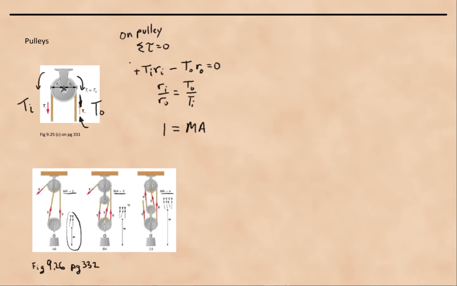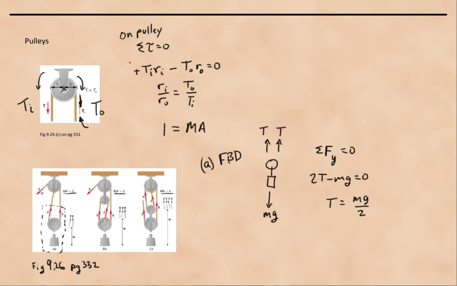Let me explain in a little bit more detail how we do pulley problems. The way that you do pulley problems is you want to isolate a pulley as a system. For example, in this first one, I'm going to make this my system. So for part A, my free body diagram looks like this. The tension in the rope needed to keep this in equilibrium is just half of its weight. So this pulley system has a mechanical advantage of 2.